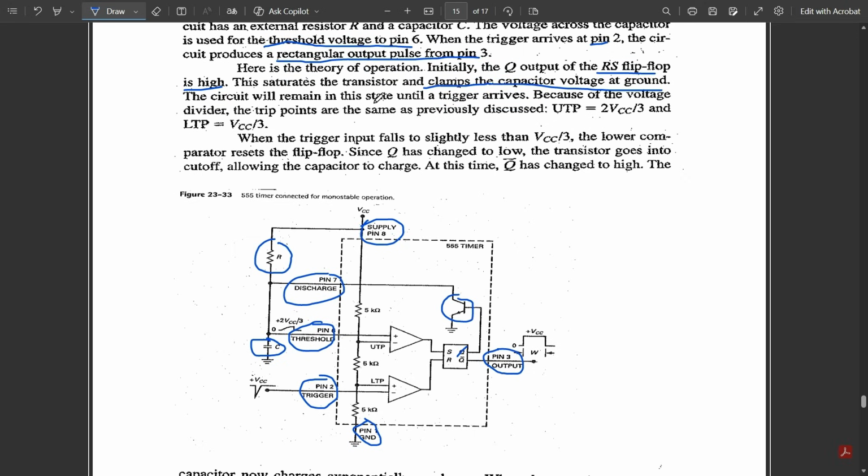Okay, so the circuit will remain in this state until the trigger arrives. So it would be waiting for the next trigger to arrive at pin 2. Based on that, the operation takes place and output is provided.